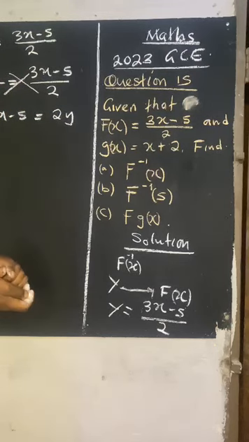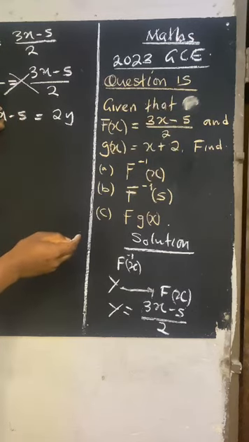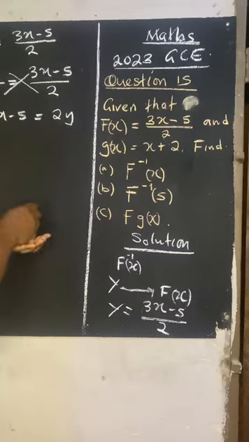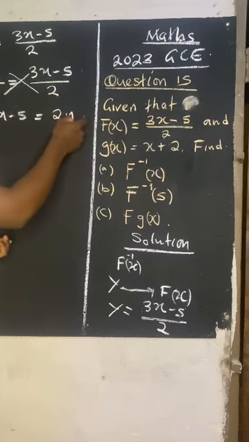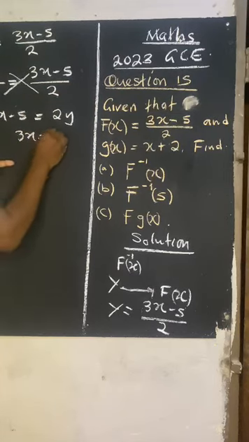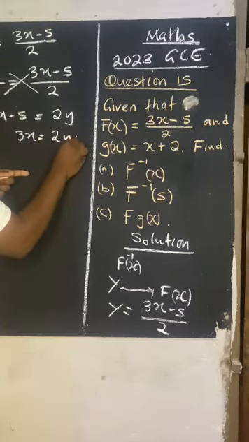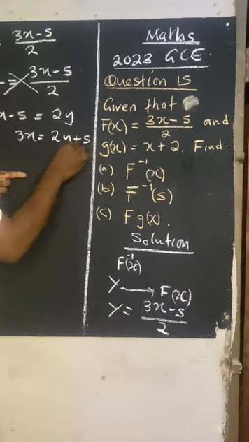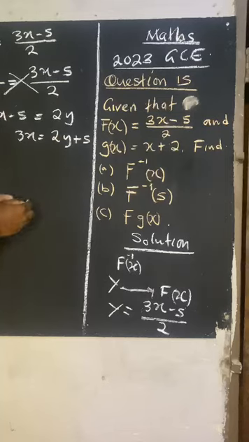Remember, our objective here is to make x the subject. Okay, so when you reach this stage, you rearrange this. This is negative 5. When it goes to the other side it will be positive 5. So you maintain your 3x here equal to 2y plus 5. Okay, so when you reach this stage, what do you do?